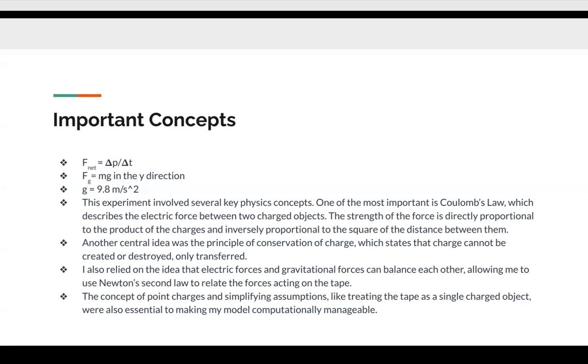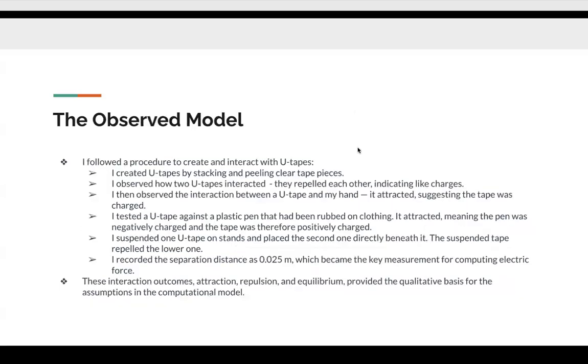One of the most important is Coulomb's law, which describes the electric force between two charged objects. The strength of the force is directly proportional to the product of the charges and inversely proportional to the square of the distance between these charges. Another central idea was the principle of conservation of charge, which states the charge cannot be created or destroyed, only transferred. It also relied on Newton's second law and the concept of point charges and simplifying assumptions.